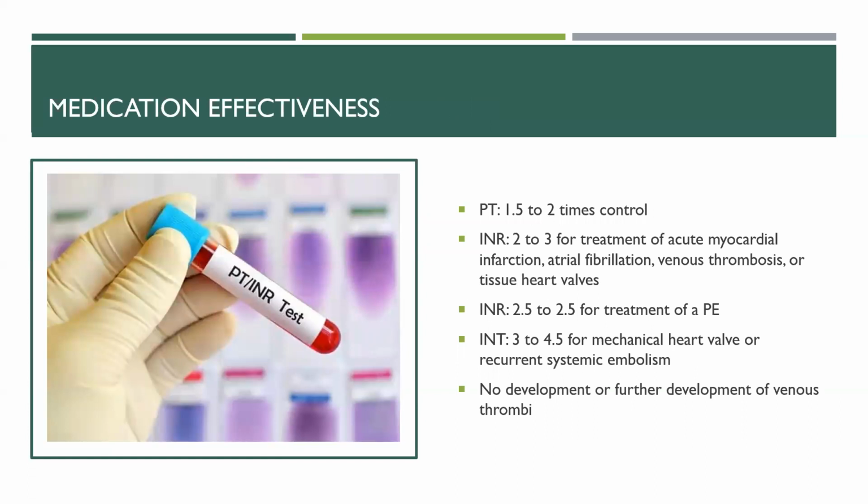This, once again, is how we measure whether or not the medication's therapeutic. I put different numbers on here based upon what was prescribed for the patient, because most of the time what we're looking at is your INR. If they have, for example, a mechanical valve, we're going to bump it up a little higher than the other ones. The whole goal is to have no further development of venous thrombi.